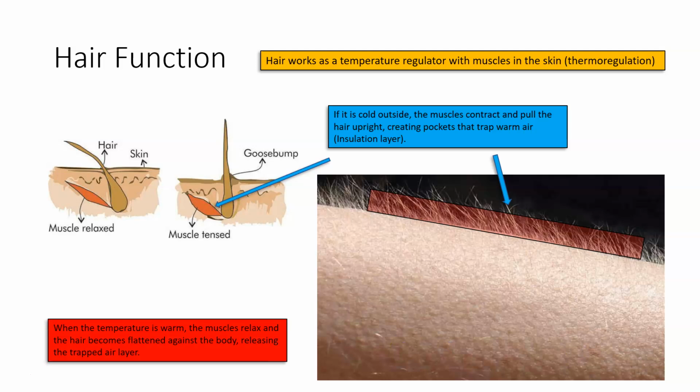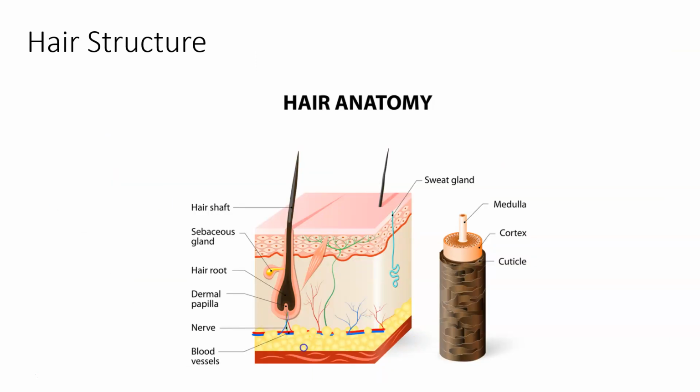Okay, and so the opposite happens when the body is warm. And so these muscles relax, the hair becomes flattened. You can see that right here. Muscle relax, the hair flattens. It goes from standing up to laying down, and it therefore releases this trapped air layer. Because when it's warm outside and you're hot, you don't need to trap the warm air layer, or otherwise you'll just keep overheating. Okay, so looking at the hair anatomy, again, we're looking specifically at hair structure.